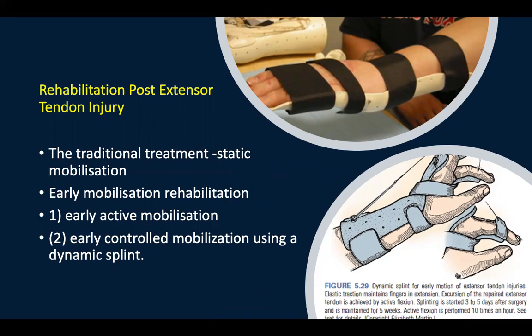Coming to the rehabilitation after extensor tendon injury, traditionally we used to do static immobilization. Now, like flexor tendon protocols, early mobilization rehabilitation is used. Early active mobilization methods are used, and another regime is early controlled mobilization using a dynamic splint.